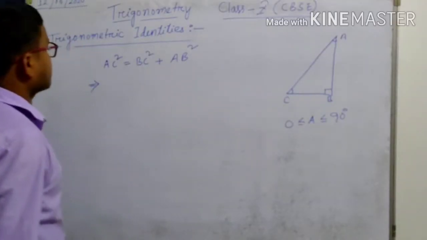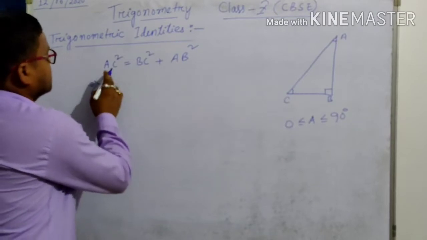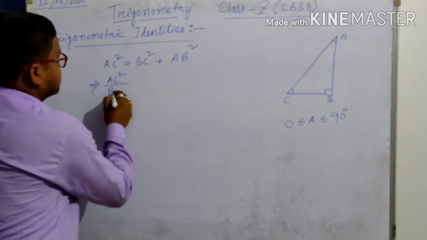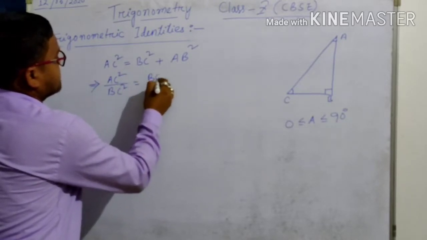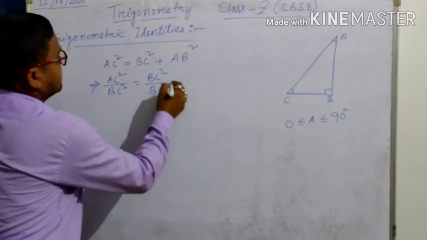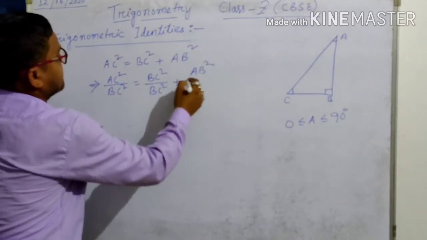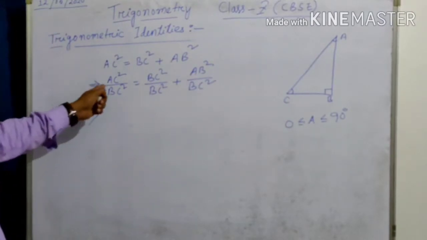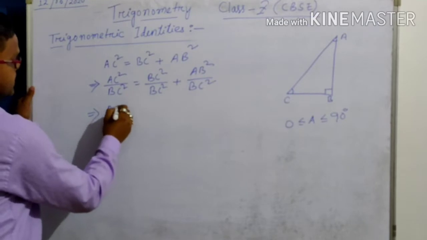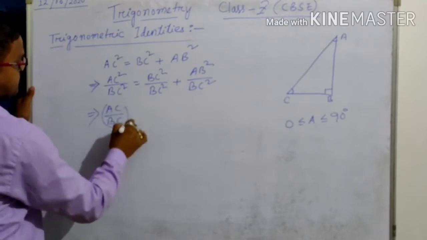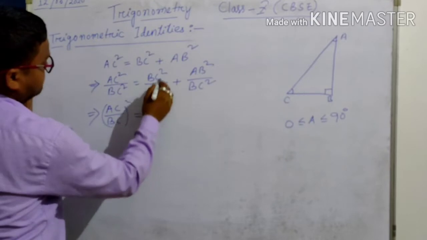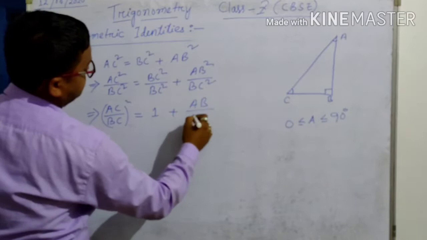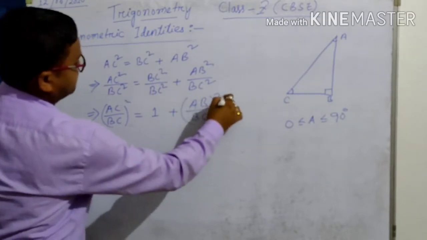For finding the third identity, what do we do? We divide both sides by BC square. So we have BC square by BC square plus AB square by BC square. Okay, so we can write this as (AC by BC) whole square, and here BC square by BC square you will get 1, and here (AB by BC) whole square.